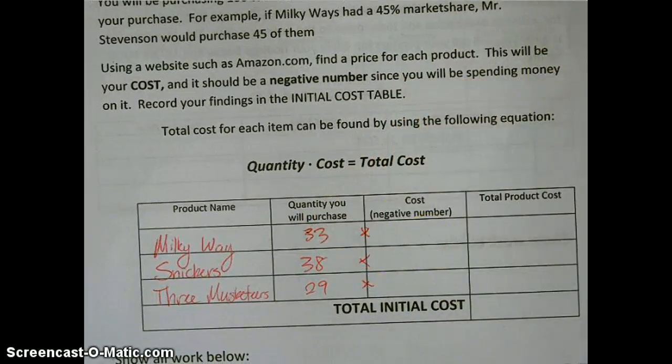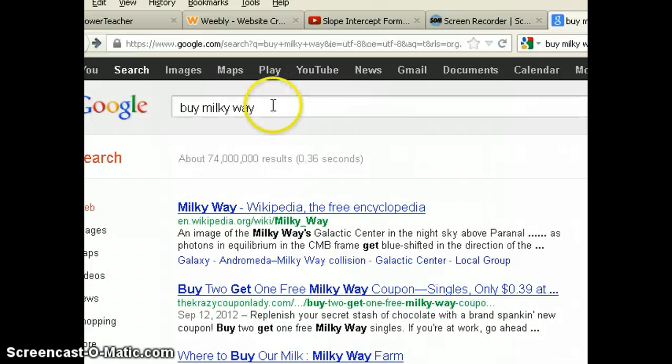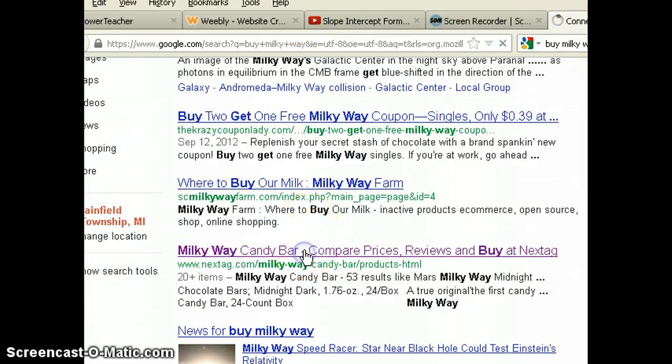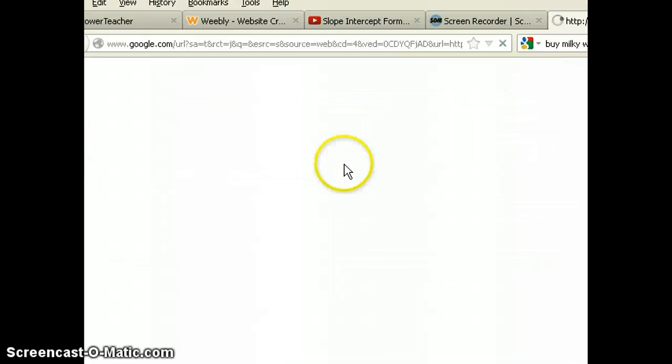So how do you find the cost? Well, maybe we go to Google, and I've already done this a little bit, but you hit Buy Milky Way, right? Now that's one I did. Amazon's a great site too. Now down here, we'll click here. This one looks good. It says compare prices, so maybe we can do that. And it happens to pull up a different screen. So we're looking to find the price.